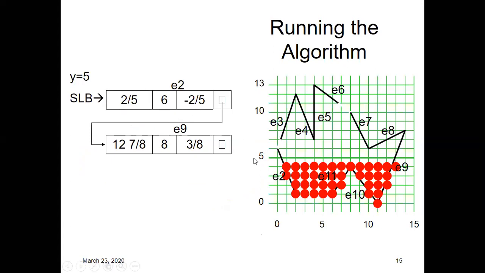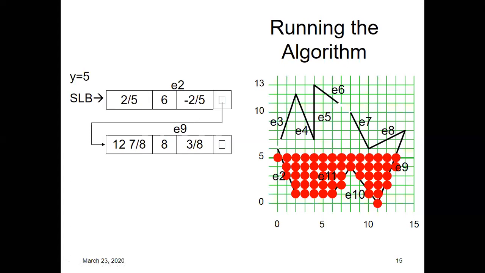Next one, y is equal to 5. And we have E2 and E9. So this is the initial. So fill it. Fill from where to where? 2 by 5 is 0. 0 of E2, to 12 7 by 8, it is 13. 13 of E9. So 0 of E2 to 13 of E9. So this is how I fill.